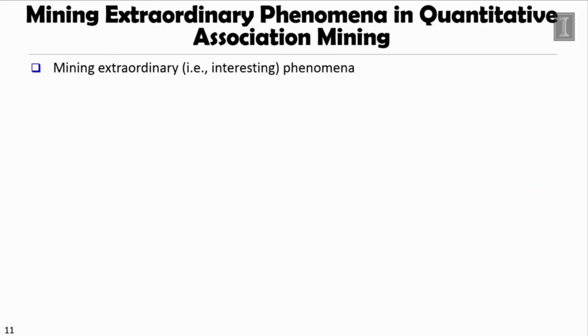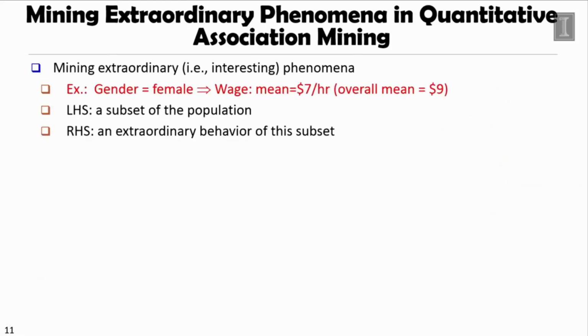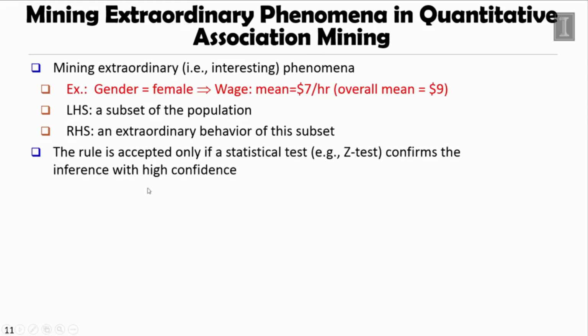Let's go a little further to see how to find some such deviation. We also call it extraordinary or interesting phenomena. Usually for this, we may say the left-hand side is a subset of the population, and the right-hand side is some kind of extraordinary behavior expressed using some statistical measure which could deviate from the overall. Then for the rule, whether it's a true rule or just a very exceptional case, we need to do some statistic test like a z-test to confirm whether such kind of rule is of high confidence.